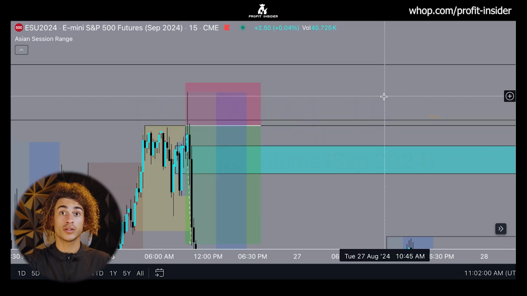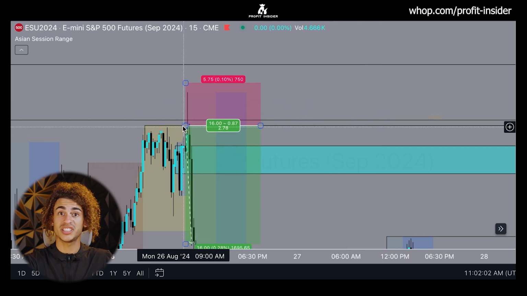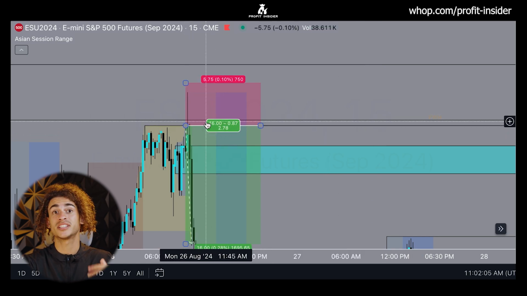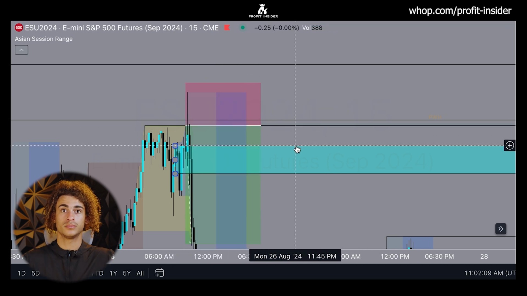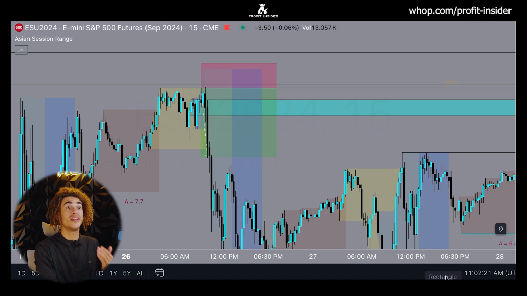As a trader, you could have looked at this and said, okay, when price reaches this area right here, I'm going to short. I'm going to have my stop loss at about 6 points, and I'm targeting a 1-to-3 risk to reward ratio. What you also could have done is target the next area of liquidity as your take profit. So that would look like this.